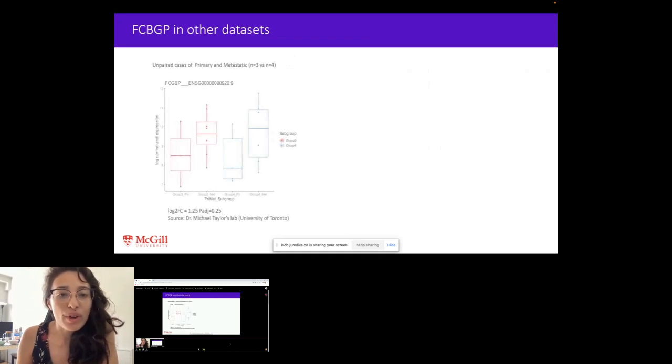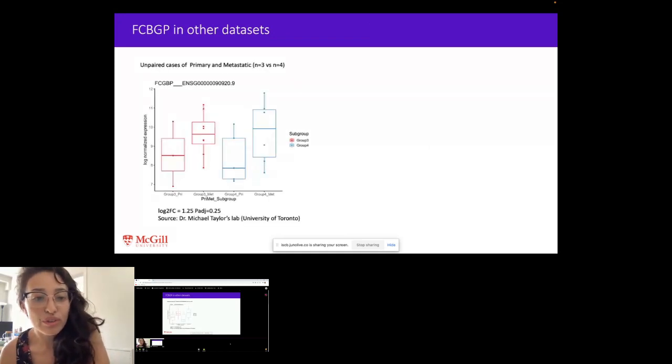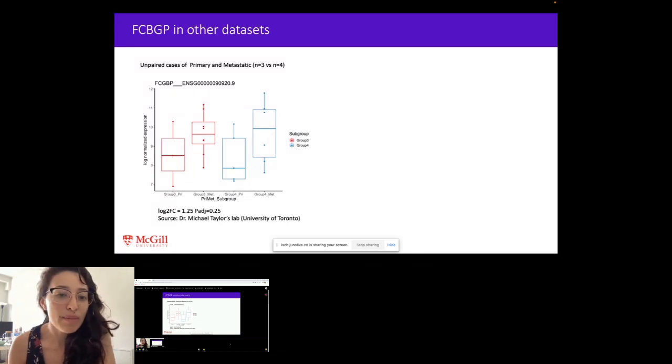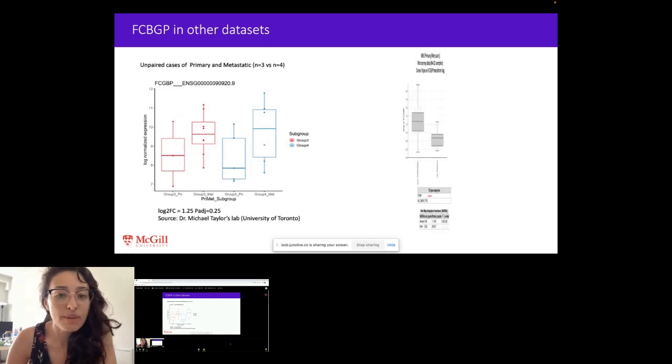Also, in a collaboration with the University of Toronto, we were able to retrieve human data, not from PDXs but from human samples, and we see that FCGBP is also a little bit elevated in the metastatic compartment. And in one of the first studies conducted to understand primary and metastatic, with data from microarray, we also see an elevation of FCGBP.